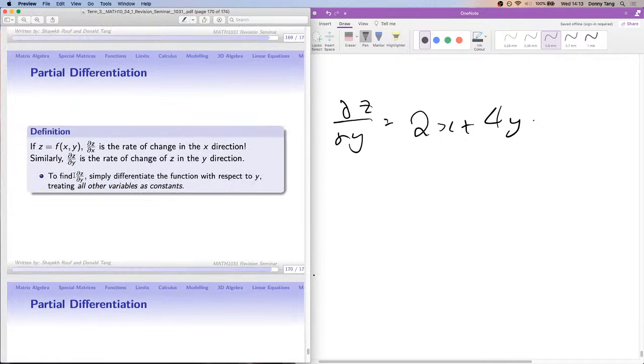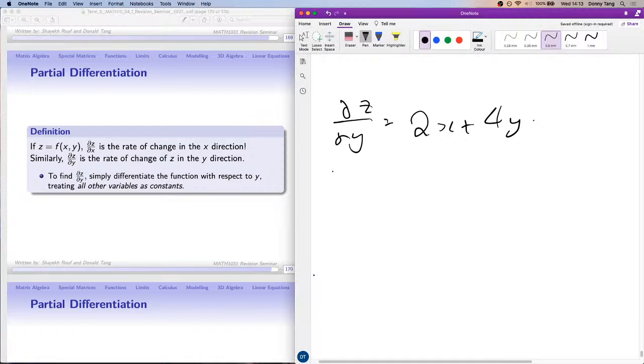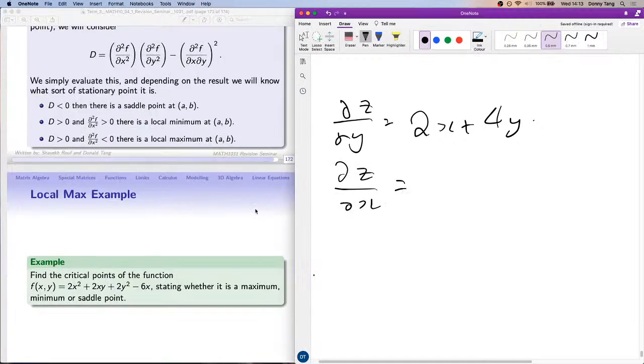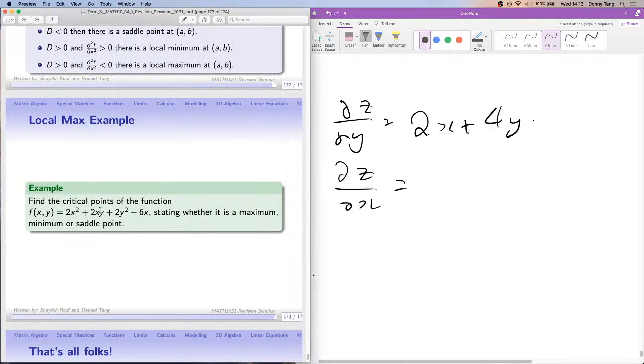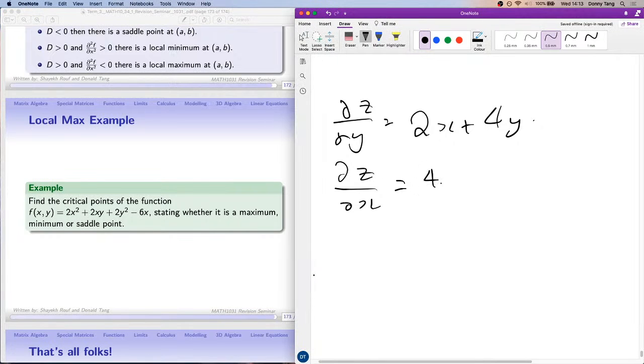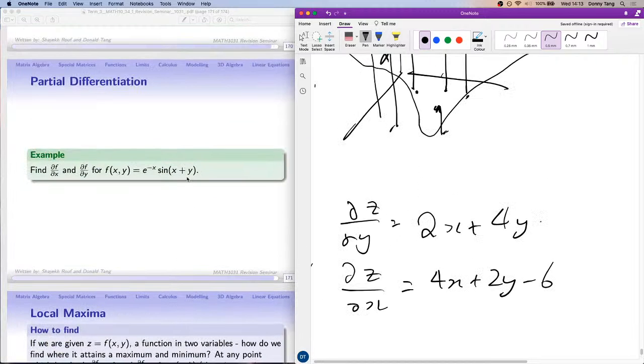And for dz on dx, we also do the exact same thing, except treat all the y's as zeros. So, for example, 2x becomes 4x plus 2y minus 6, like so. All right? And that's pretty much it for partial differentiation.